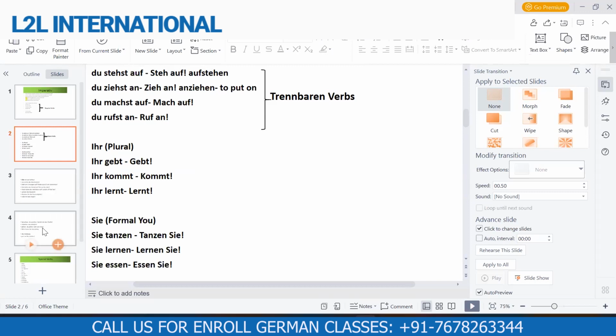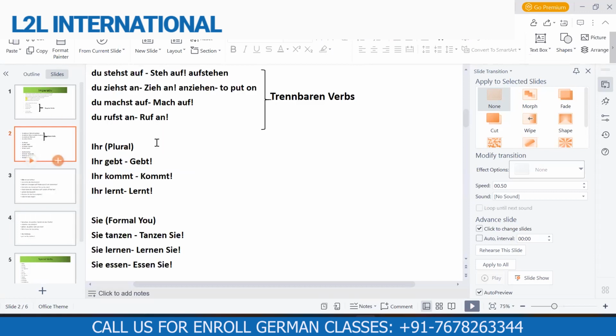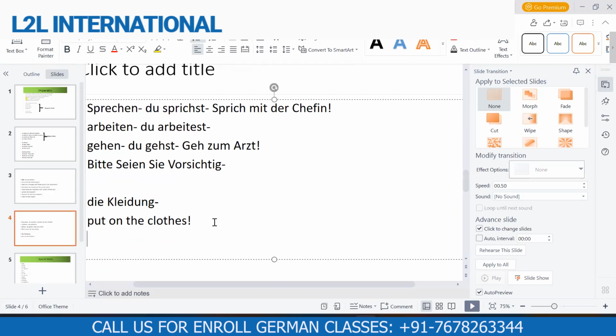What is the word? How do we pronounce it? Anziehen, and zieh an. Okay, so I have to form the sentence? Yes, an informal sentence: put on the clothes. Imperative. Zieh bitte die Kleidung an.